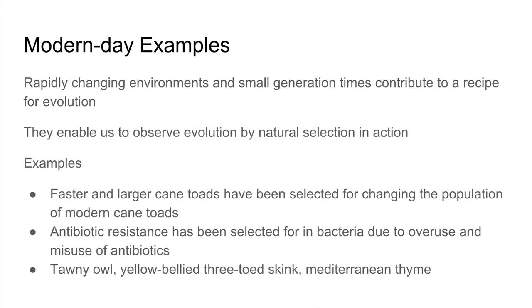So, the three examples which are listed here: there are the faster and larger cane toads, and these have been selected for in the population of modern cane toads. There's antibiotic resistance, which has been selected for in bacteria due to overuse and misuse of antibiotics. And some other examples are the tawny owl, the yellow-bellied three-toed skink, and the Mediterranean thyme.